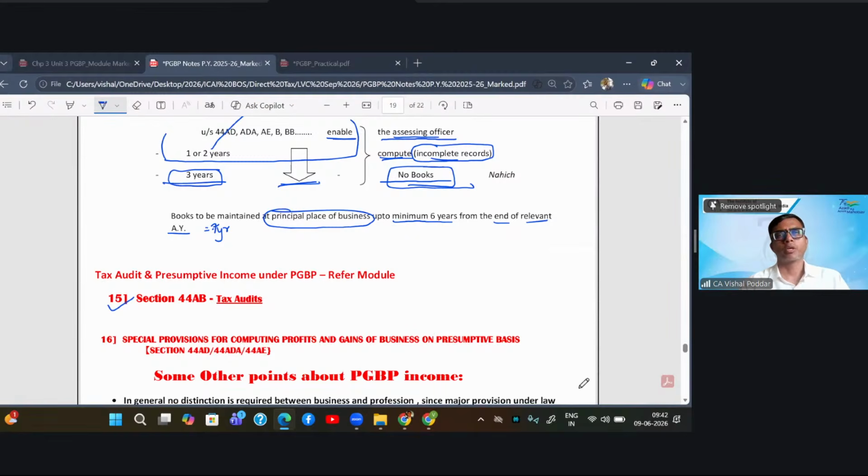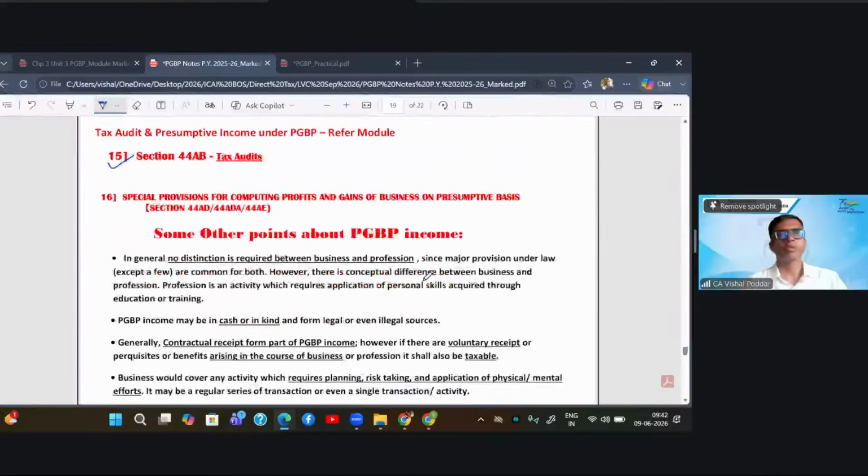Correct, students? So this is about maintenance of books. Now there are two more provisions, tax audit and some special provisions for computing of income. This we will deal with in the next class, but I hope up to this point you have understood everything. So I'm sure that by now you will be in a position to do the entire computation by yourself thoroughly. Yes, students, kindly do that.